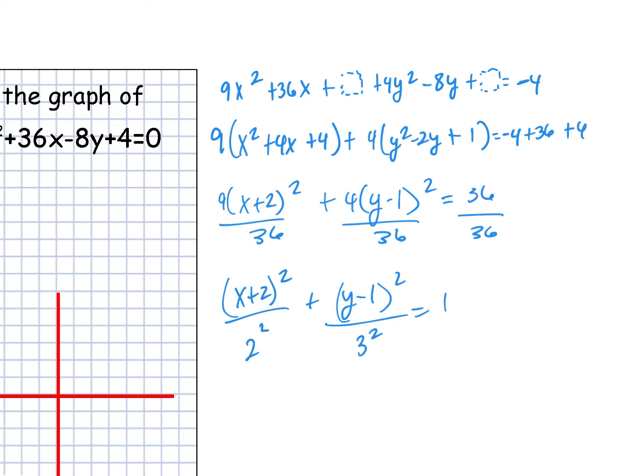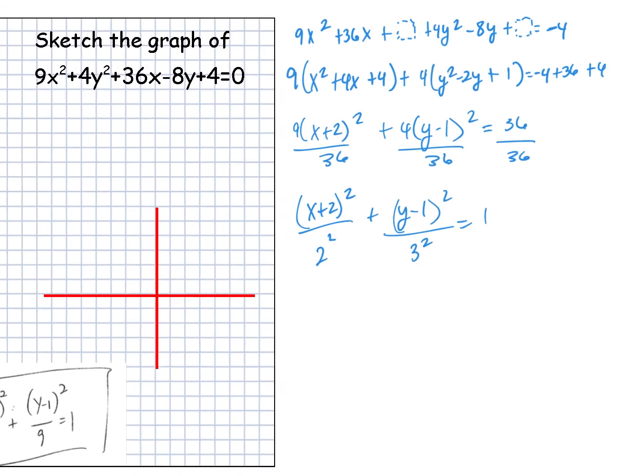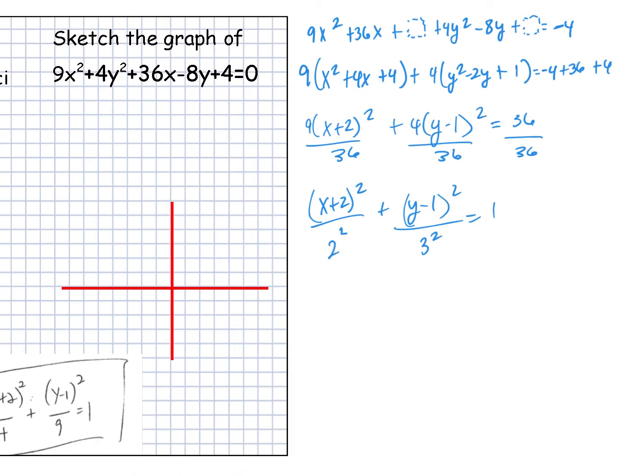equals 1. So now that I see where the larger one is, it's under the y, that means I'm going to have a major axis running vertically. So that means my center, based on my h comma k, is negative 2, positive 1, and I'm stretching it out 3 units up and down to get those coordinates. So plot the center first.